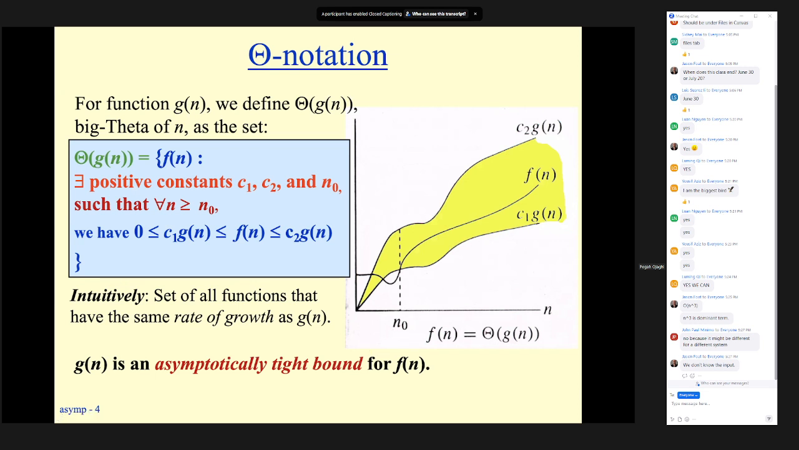It means the set of all functions that have the same rate of growth as g of n. What does that mean? It means that if g is growth-based on f, for example, if n is based on this n, this g is going to work like this. F of n is going to be all the functions that have the exact same rate of growth. So we say g of n is an asymptotic tight bound for f of n because it ties the bound for f of n. Does it make sense?